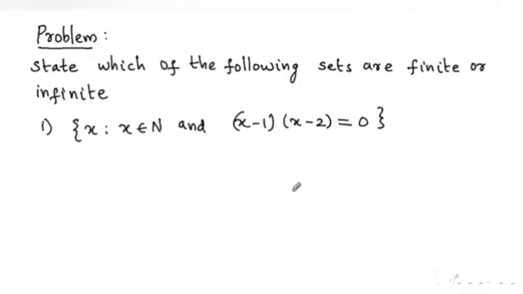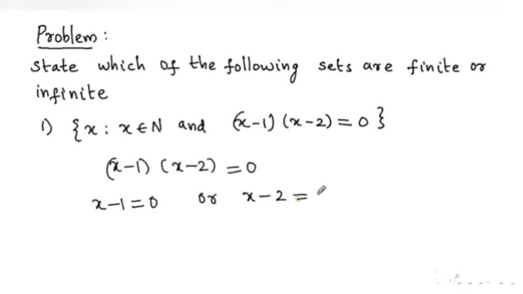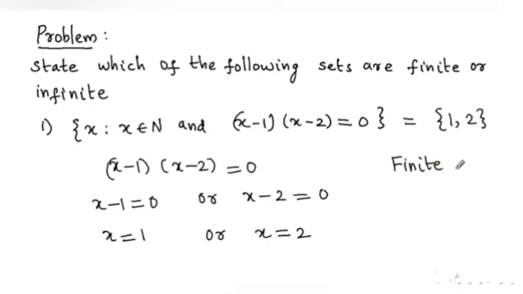Now let's do some problems. State which of the following sets are finite or infinite. The first set is the set of all x such that x belongs to N and (x minus 1)(x minus 2) = 0. So a product equal to 0 is given. That means we can say x minus 1 = 0 or x minus 2 = 0. So we will obtain x = 1 or x = 2. Both of them are natural numbers, so in this set we have two values, countable values, that means it will be a finite set.